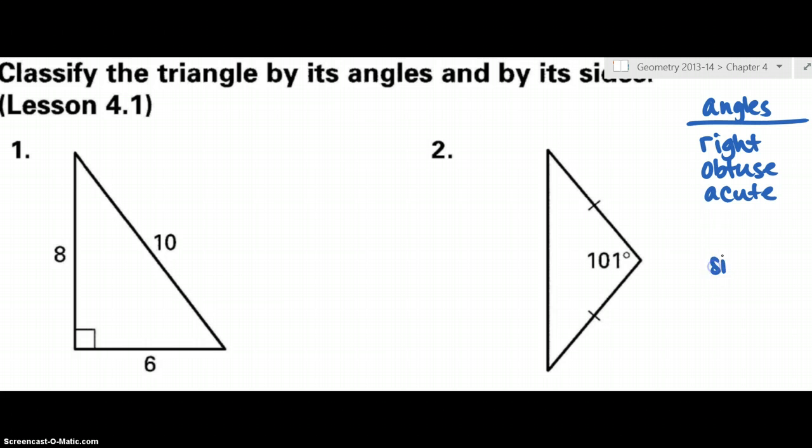Okay, let's go to sides. That would be isosceles. What else? Scalene, what does that go under? Sides, right? Okay, what other side classification can we have? Equilateral. That's right, there is an equiangular.